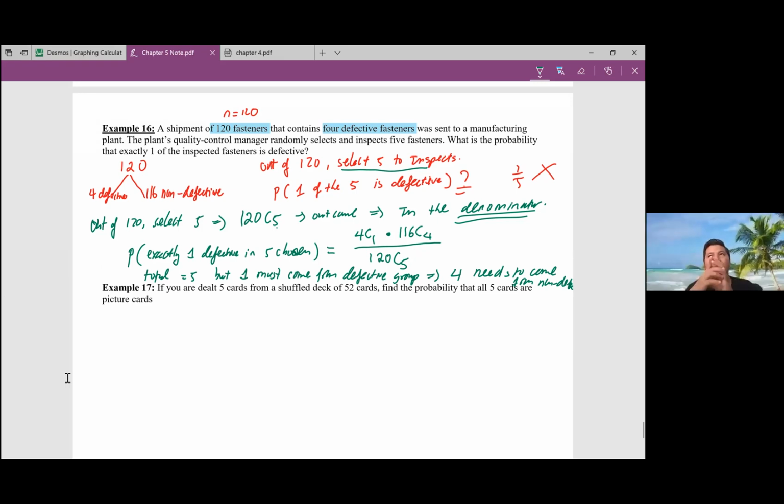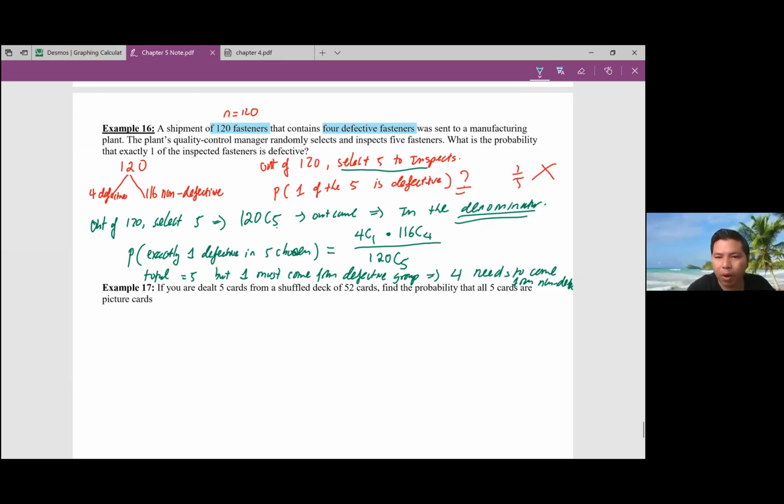That's what I mean by needing a bit of logic when we do chapter 5. We said I want 5, but then what more specific requirement do they ask? Out of those 5, they want exactly 1 defective. So I have 4 defective, I pick 1 out of that group, so I have 4C1. But I still need 5, so I have to pick 4 more out of the remaining, which is 116. After you get that, you just put it in the calculator and see what it gives us.